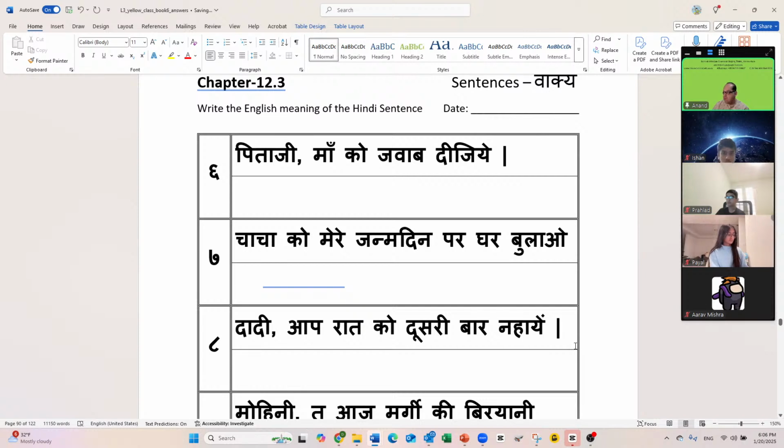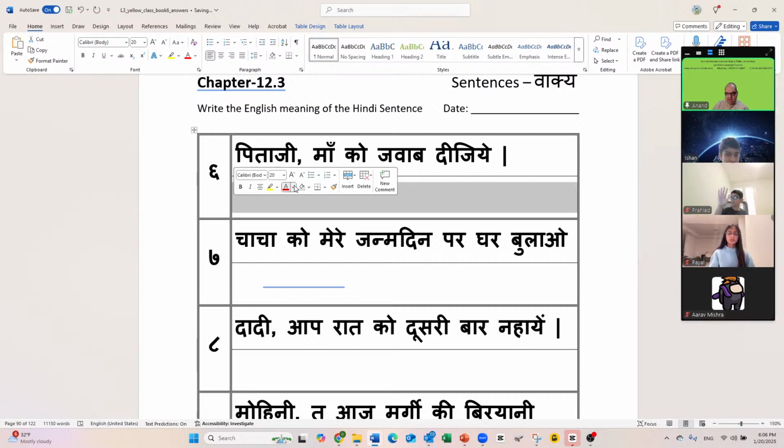I would like Ishan to read the first sentence and give me the meaning. पिताजी माँ को जवाब दीजिए. Okay, what does that mean? Father, give mother an answer. पिताजी माँ को जवाब दीजिए. Father, give mother an answer.